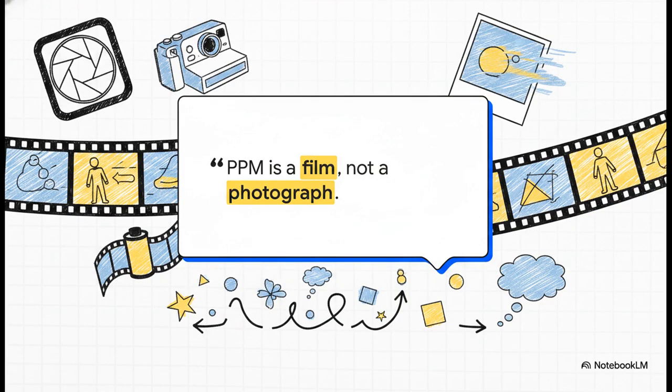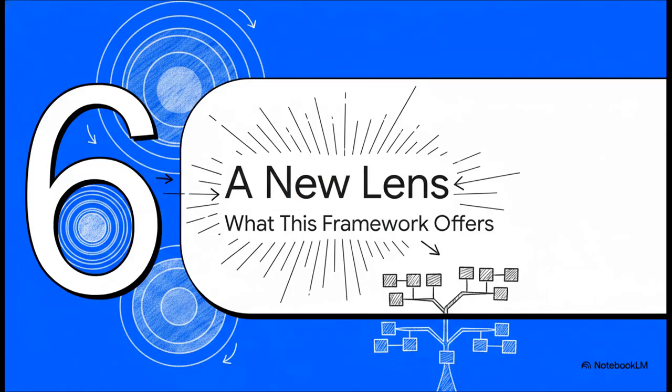There's a line from the source material that just captures this idea perfectly. PPM is a film, not a photograph. The goal isn't to take one snapshot of a person and stick a label on them for life. The goal is to watch the whole film of their journey, recognizing that people can, and often do, move across this epistemic map. So let's zoom out and put all these pieces together.